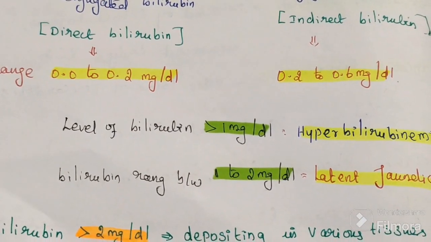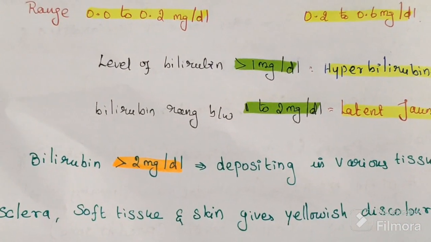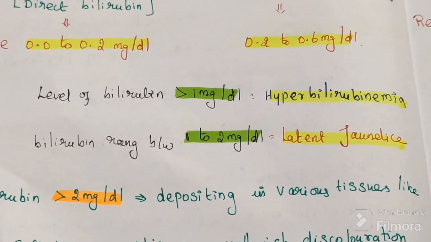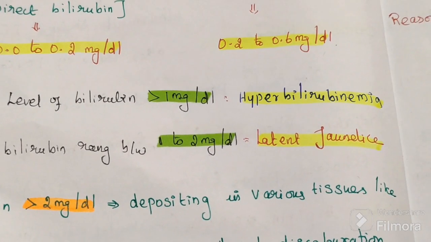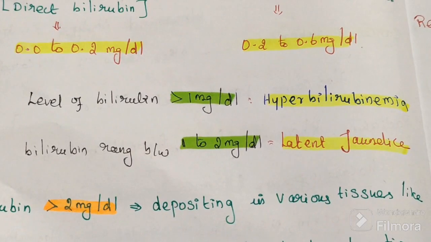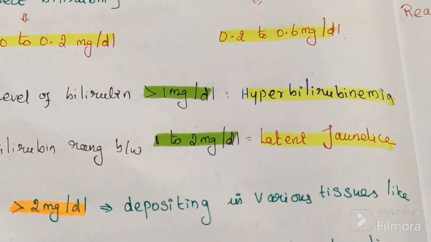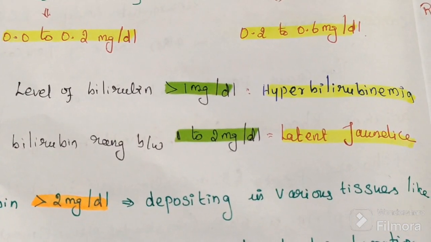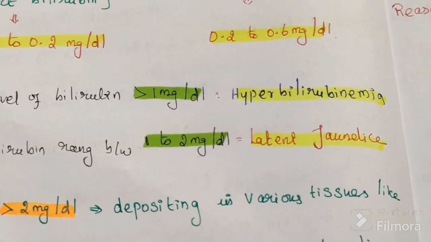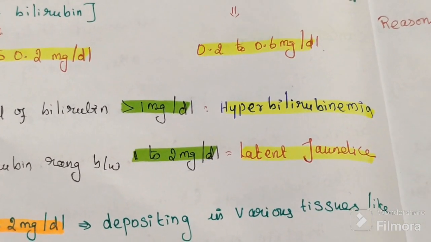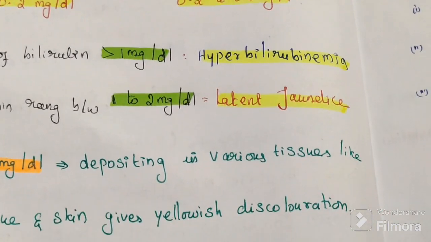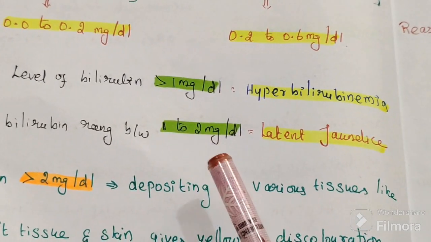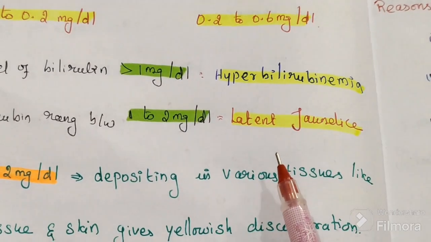Now, if the level of bilirubin is greater than 1 mg per deciliter, then it is called hyperbilirubinemia. If the bilirubin range is between 1 to 2 mg per deciliter, then it is called latent jaundice.